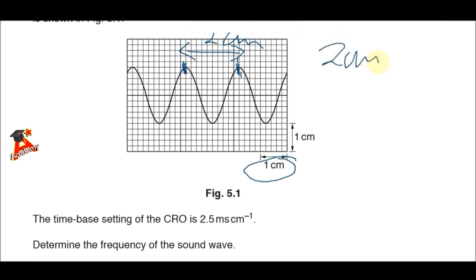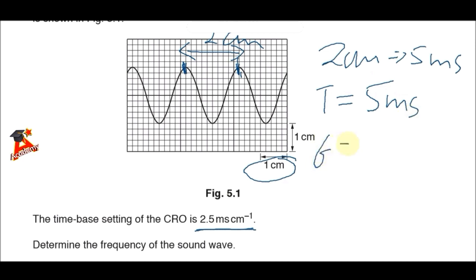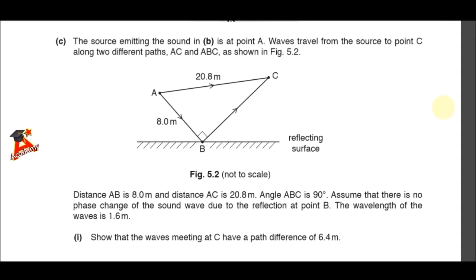According to the scale down here, we are told that 1 centimeter represents 2.5 milliseconds. So 2 centimeters is 5 milliseconds. That 5 milliseconds is our period. And from the period we can calculate the frequency. So frequency is 1 over period, which happens to be 1 over 5 milliseconds. This gives us the frequency.